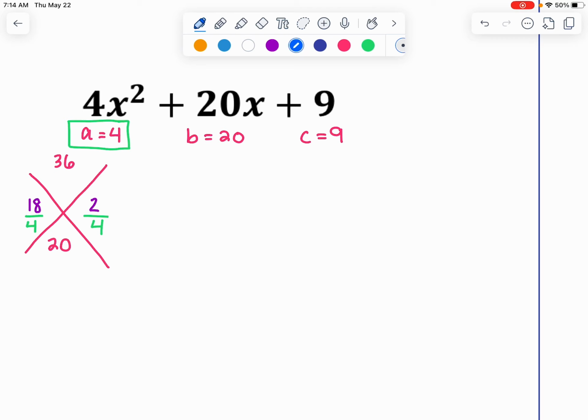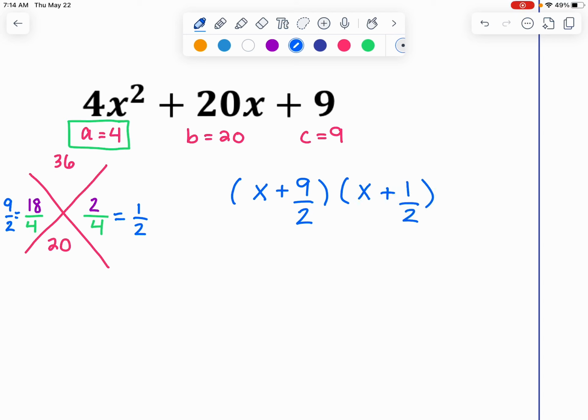Now that I've divided them, I do want to simplify if possible. So 2 over 4 reduces to 1/2. 18 over 4 reduces to 9 over 2. And now we're going to use these to build our factored form, okay? So I'm going to start by writing it how we typically do it, but there is another additional step. So stick with me. I'm going to write x plus 9 over 2 and x plus 1/2.